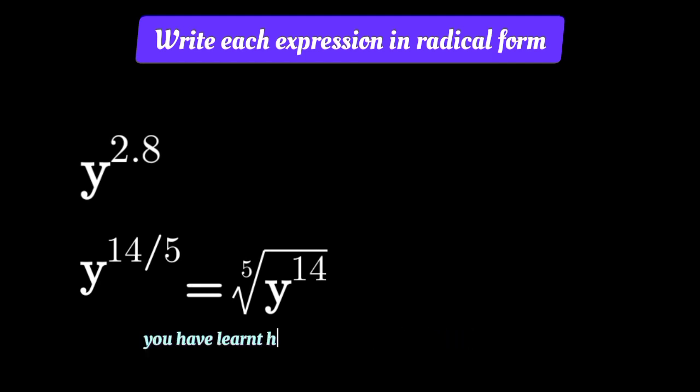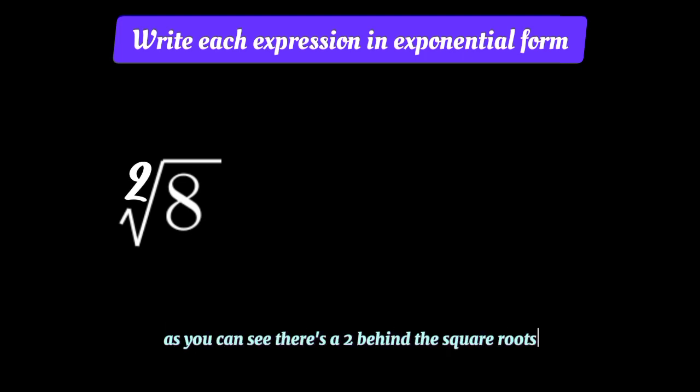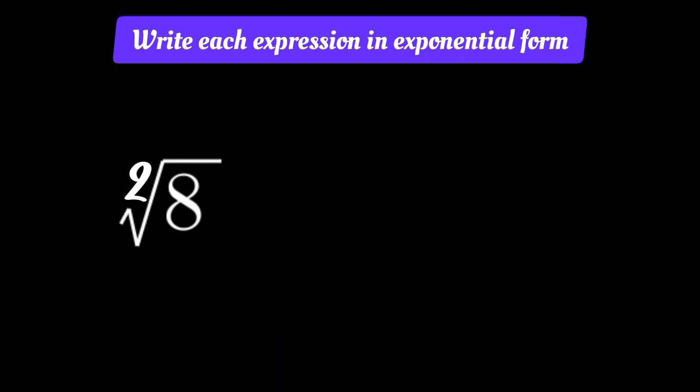Now, since we have learned how to convert from exponential form to radical form, let's learn how to convert from radical form to exponential form. That is like doing the inverse of what we have learned. So if, for example, we have the square root of 8. As you can see, there is a 2 behind the square root. That is why it's a square root. And then 8 is raised to the power 1. So our answer here is still simple. Since 2 is the index number, it is going to be the denominator in the fraction. So we have 8 to the power 1 over 2 as our answer.